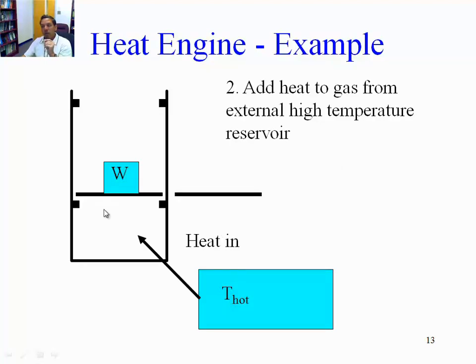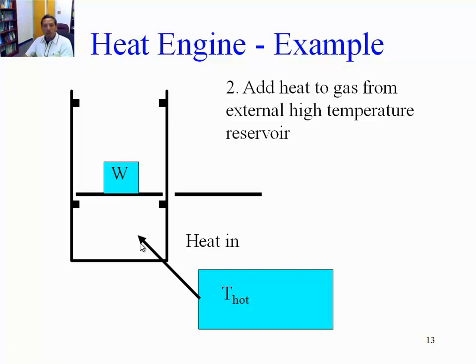Then we are going to expose the gas inside the thermodynamic system to a hot temperature reservoir. Okay? So this is a thermal reservoir at a temperature that is higher than the temperature of the gas. If the cylinder is exposed to that, then there's going to be an exchange of energy. Assuming that the piston is not thermally insulated, there's going to be an exchange in energy. And that exchange in energy is going to occur in the form of heat from the hot temperature reservoir over to the gas.